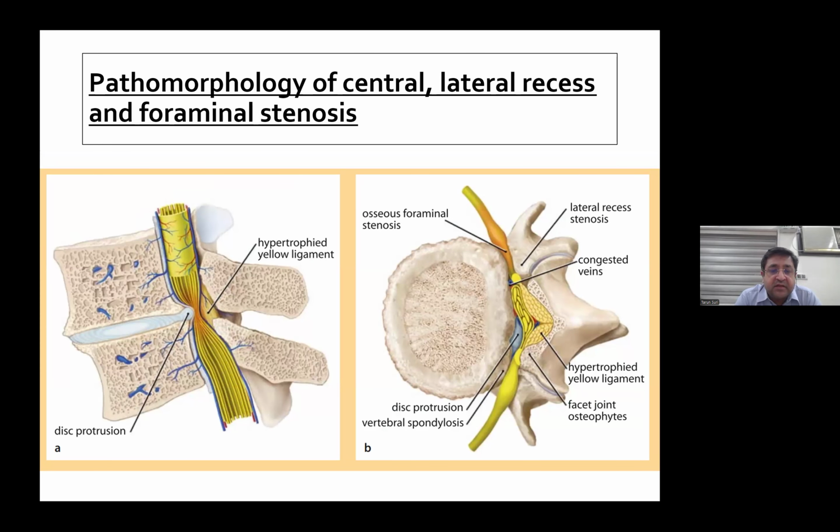When these structures start encroaching on the limited space in the spinal canal, the epidural veins also start getting dilated, and they cause a kind of dynamic compression of the spinal canal, which gets exacerbated on activities like walking and standing.